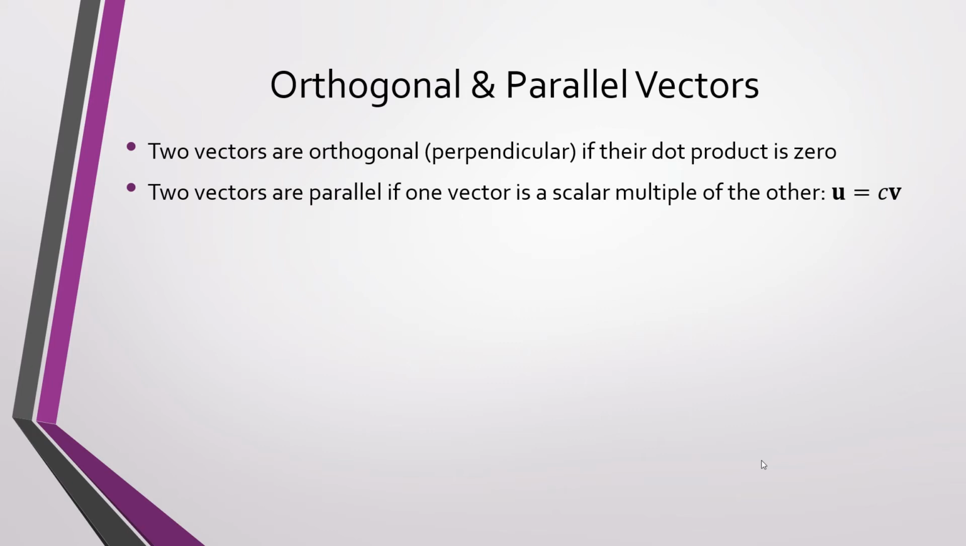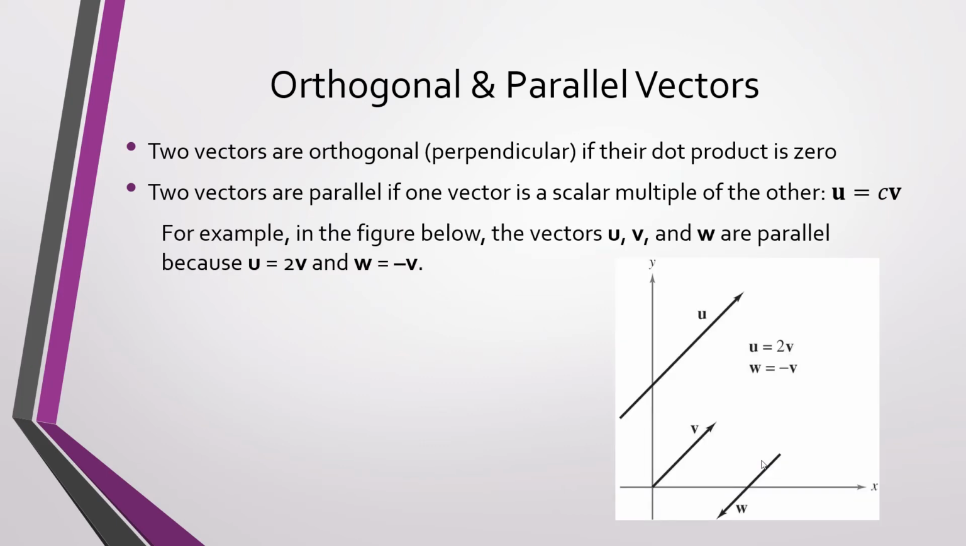Two vectors are parallel if one vector is a scalar multiple of the other. So vector u is equal to some constant times vector v. That would mean those two vectors are parallel. So for example, in this figure, vectors u, v, and w are parallel because you can get vector u by multiplying vector v by 2.